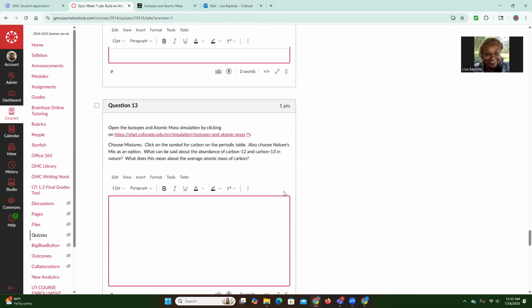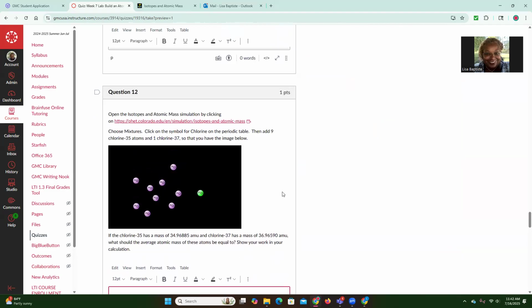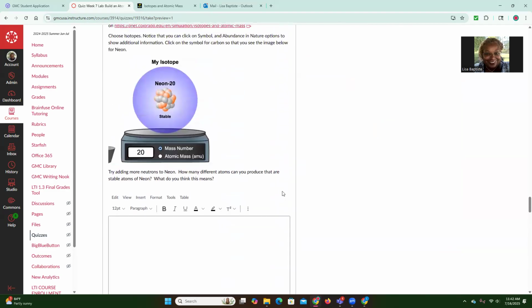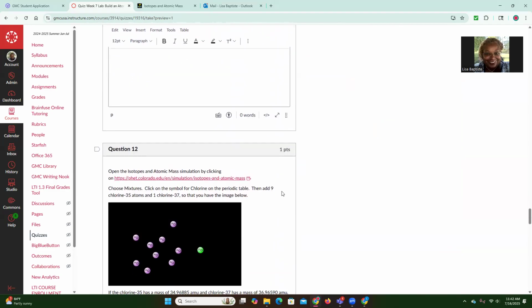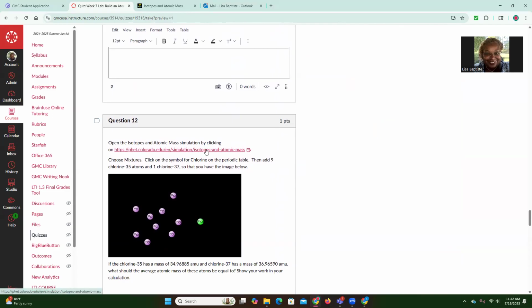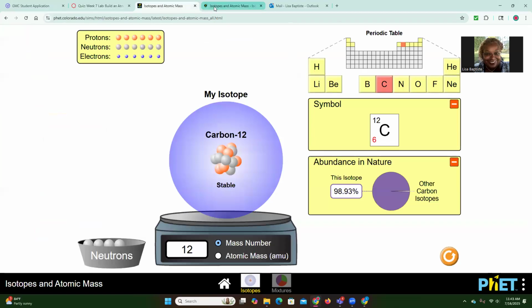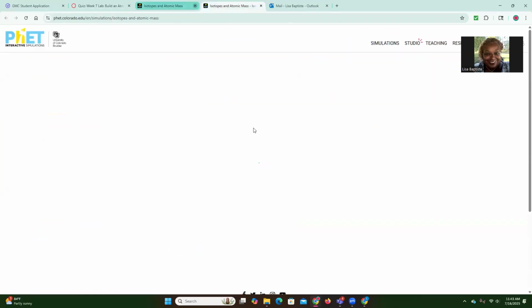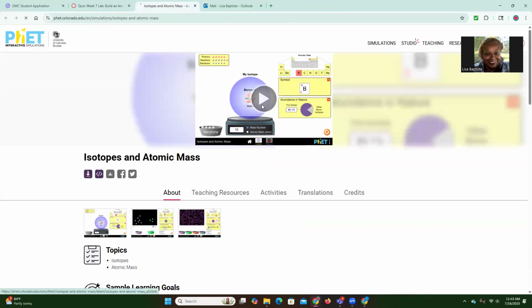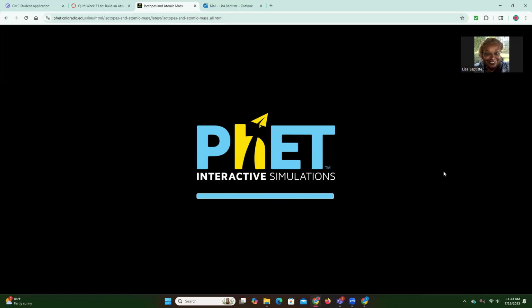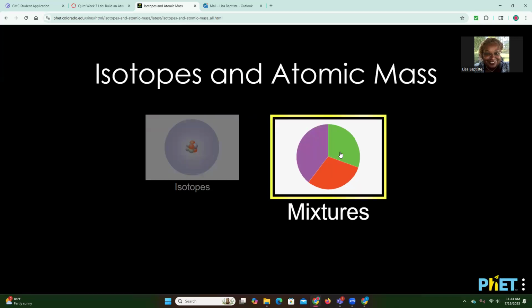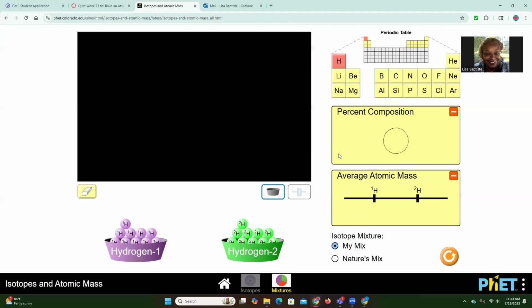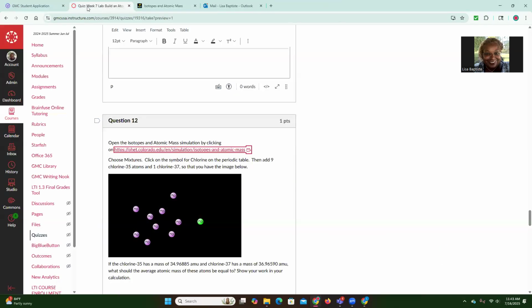And then we get down to this one. Okay, that's the isotopes. This one starts with our mixtures. So we're going to go to this simulation and click on this. Instead of isotopes, we're now working with mixtures, so we're going to click on our mixtures.